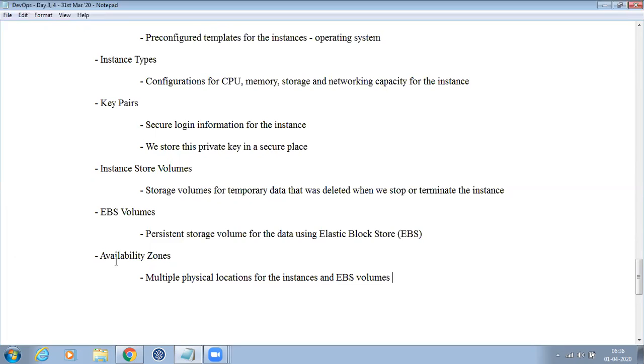So it should be regions and availability zones. So there are multiple physical locations. In each region, there are multiple availability zones, correct? That's where we give for the instances as well as for the EBS volumes.